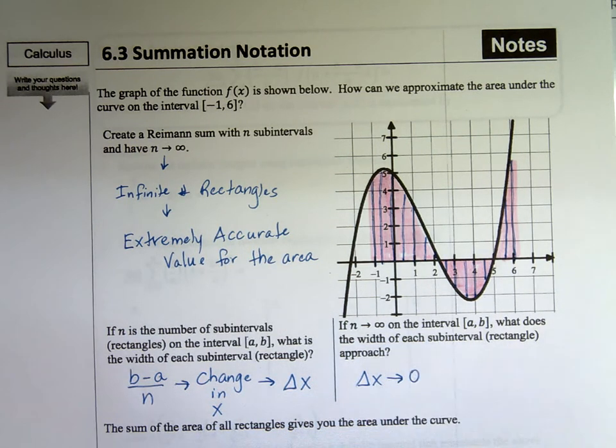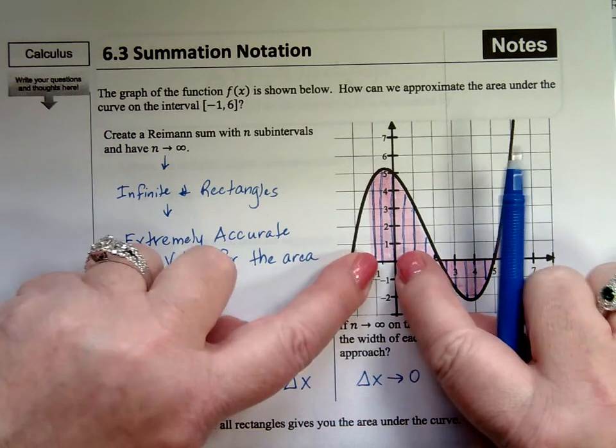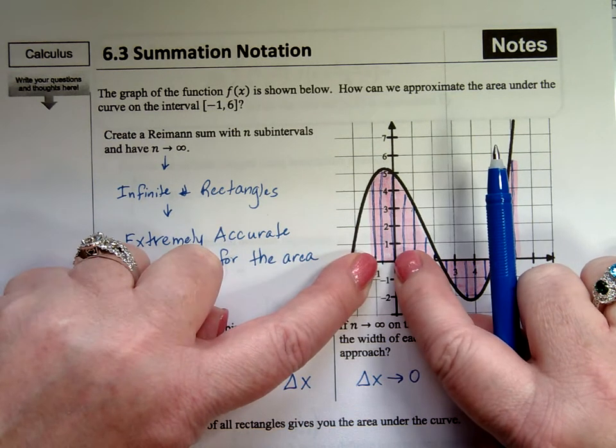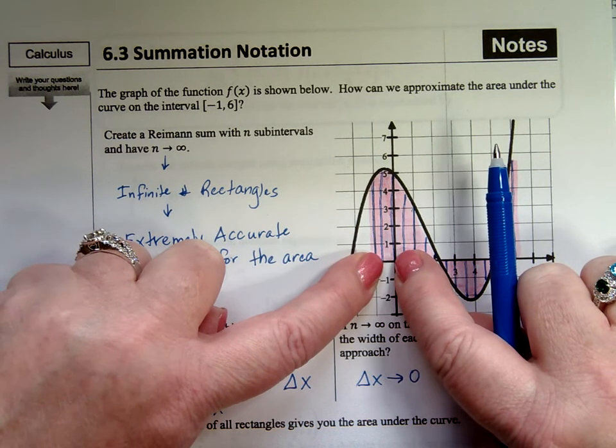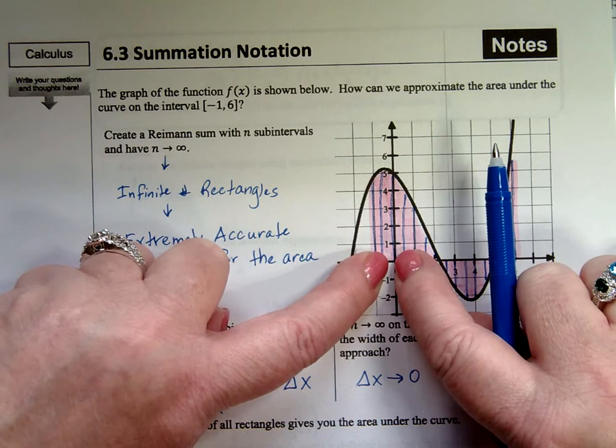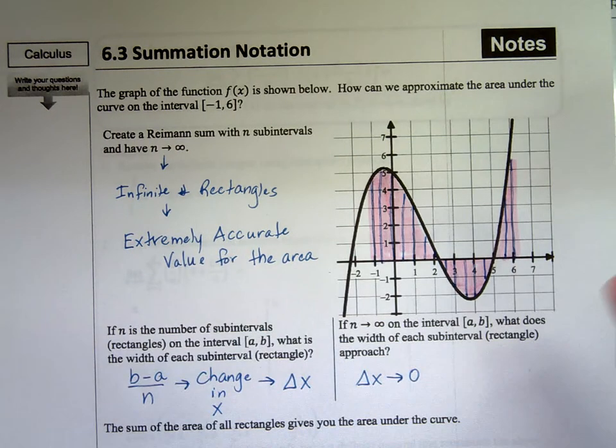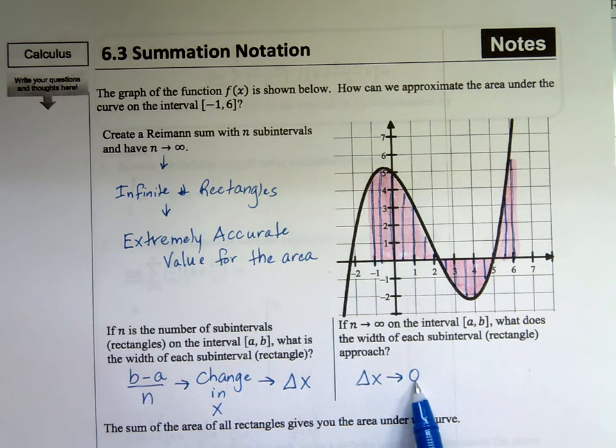Does that make sense? My width was 1, and then I added another rectangle, now it's a half. And I added another rectangle, and now it's a quarter. And I add another rectangle, and do you see where it's going? It's getting smaller and smaller and smaller. The width of my rectangle is going towards 0. And so that's going to be part of our notation.